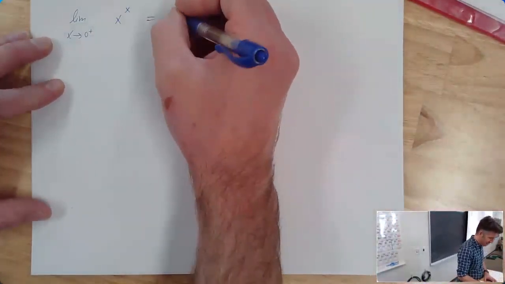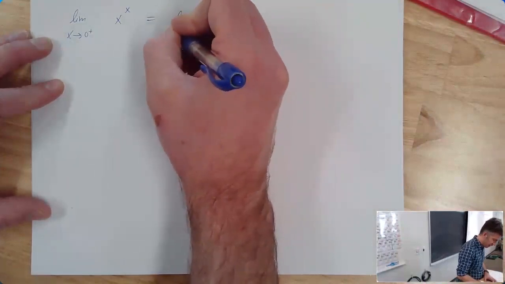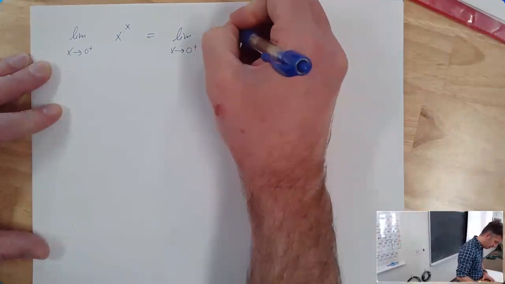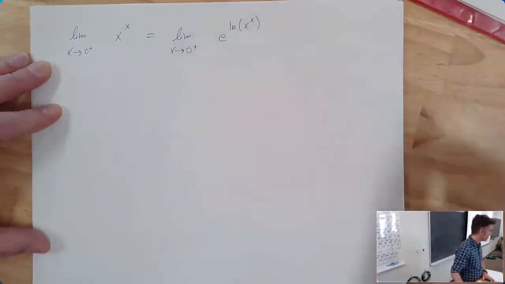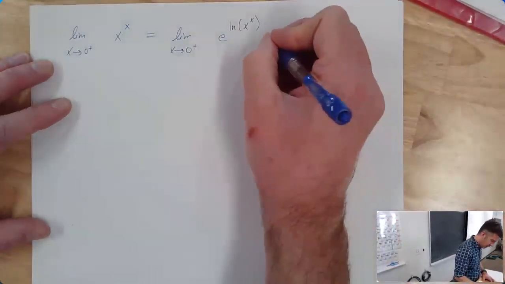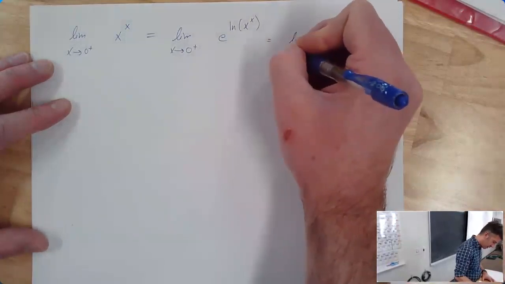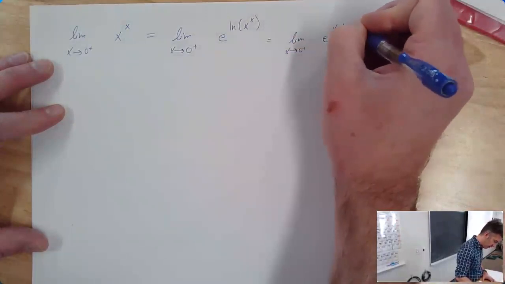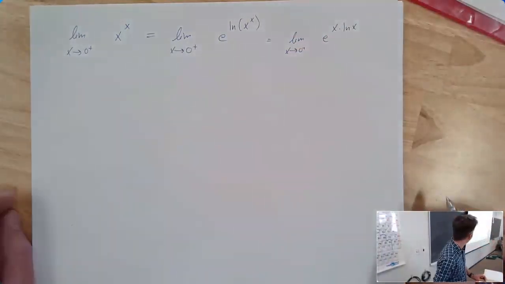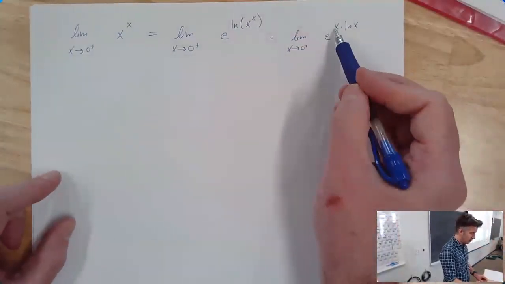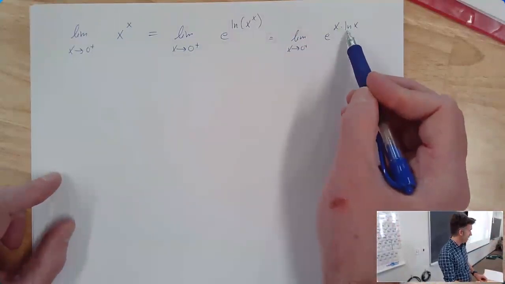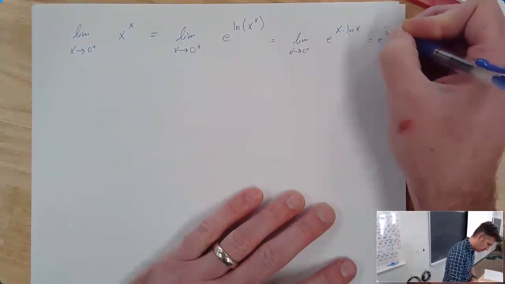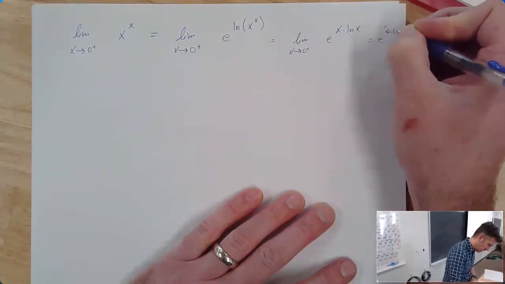So I'm going to write this as the limit as x goes to 0 from the right of e to the natural log of x to the x, which is then going to be the limit as x goes to 0 from the right of e to the x times natural log of x. Now, notably, my exponent here is a 0 times a negative infinity. I want to point out, 0 times a negative infinity.